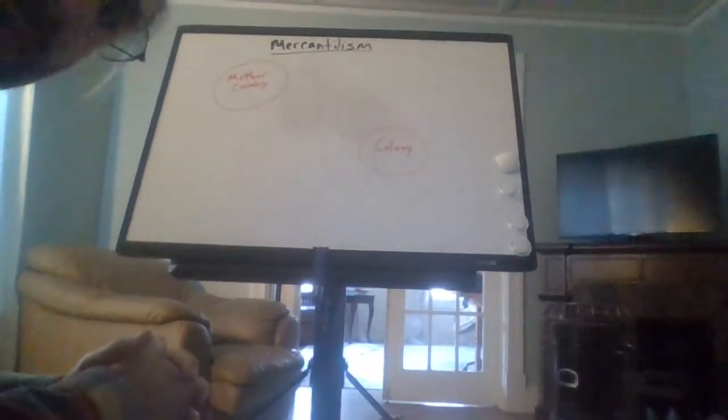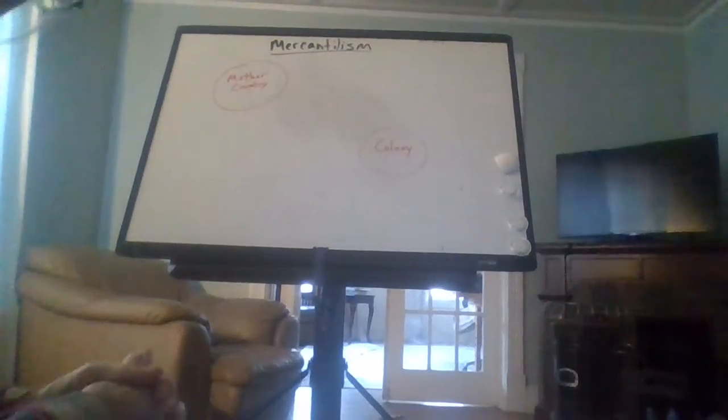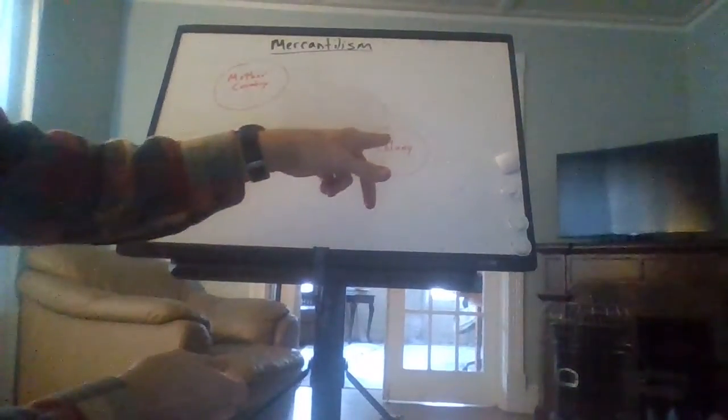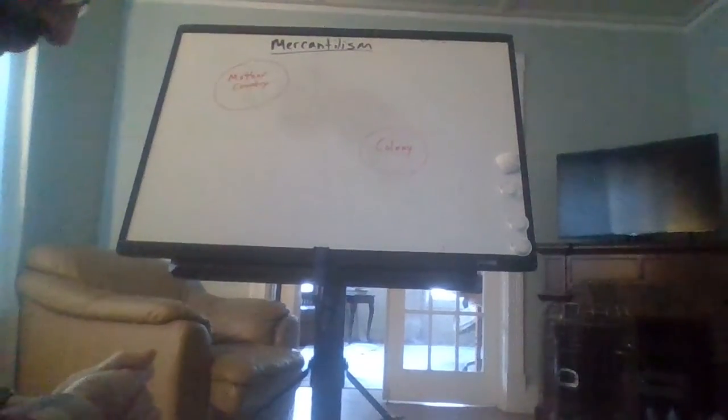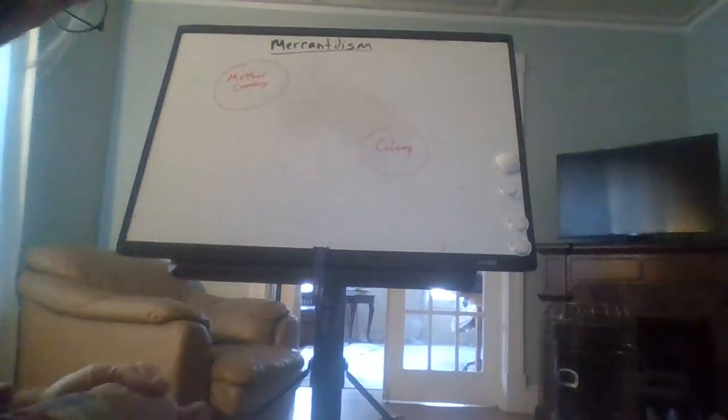Mercantilism is an economic system. This system has a few parts to it, and one part is the mother country. This is the country that's in charge, and the mother country acquires a colony. And the purpose for this is to increase the mother country's wealth, right? The colonies exist for the mother country to get wealthy.